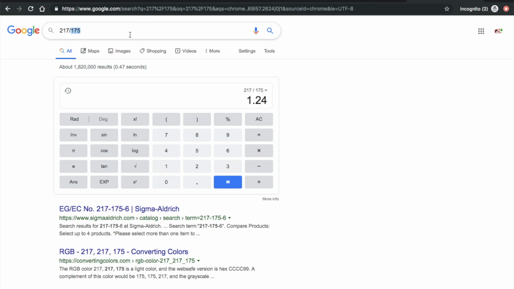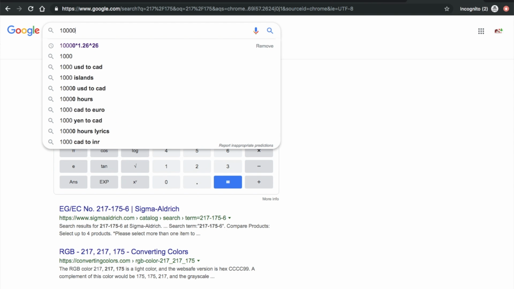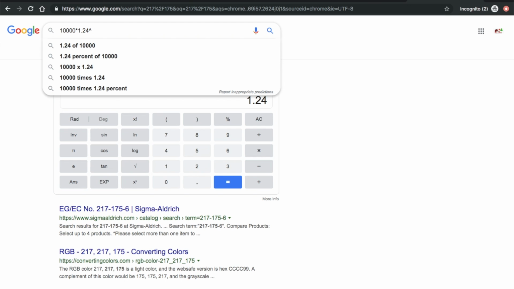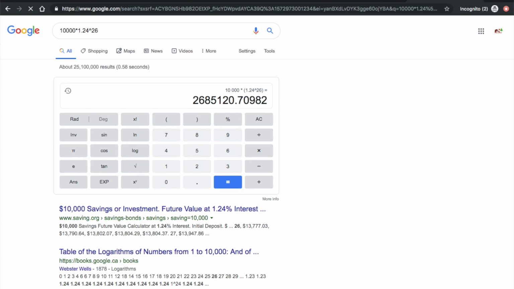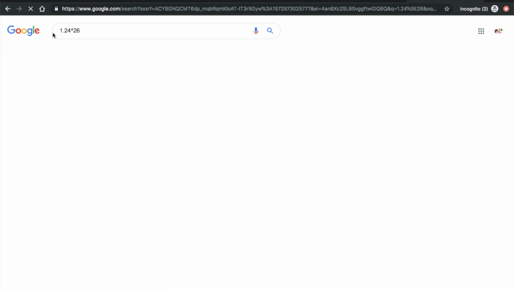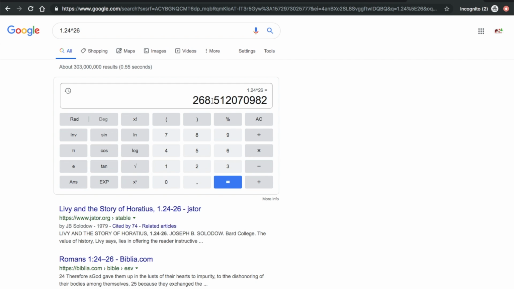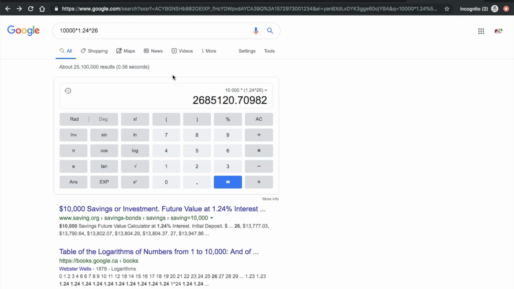Again, this might not seem like a lot, but assuming that we started with $10,000 and we made 24% on our investment on a bi-weekly basis, that's about 26 periods in a year. This annualizes somewhere out to 268 times our initial investment, or given our initial $10,000 investment, this would actually scale up to $2.68 million to be precise.